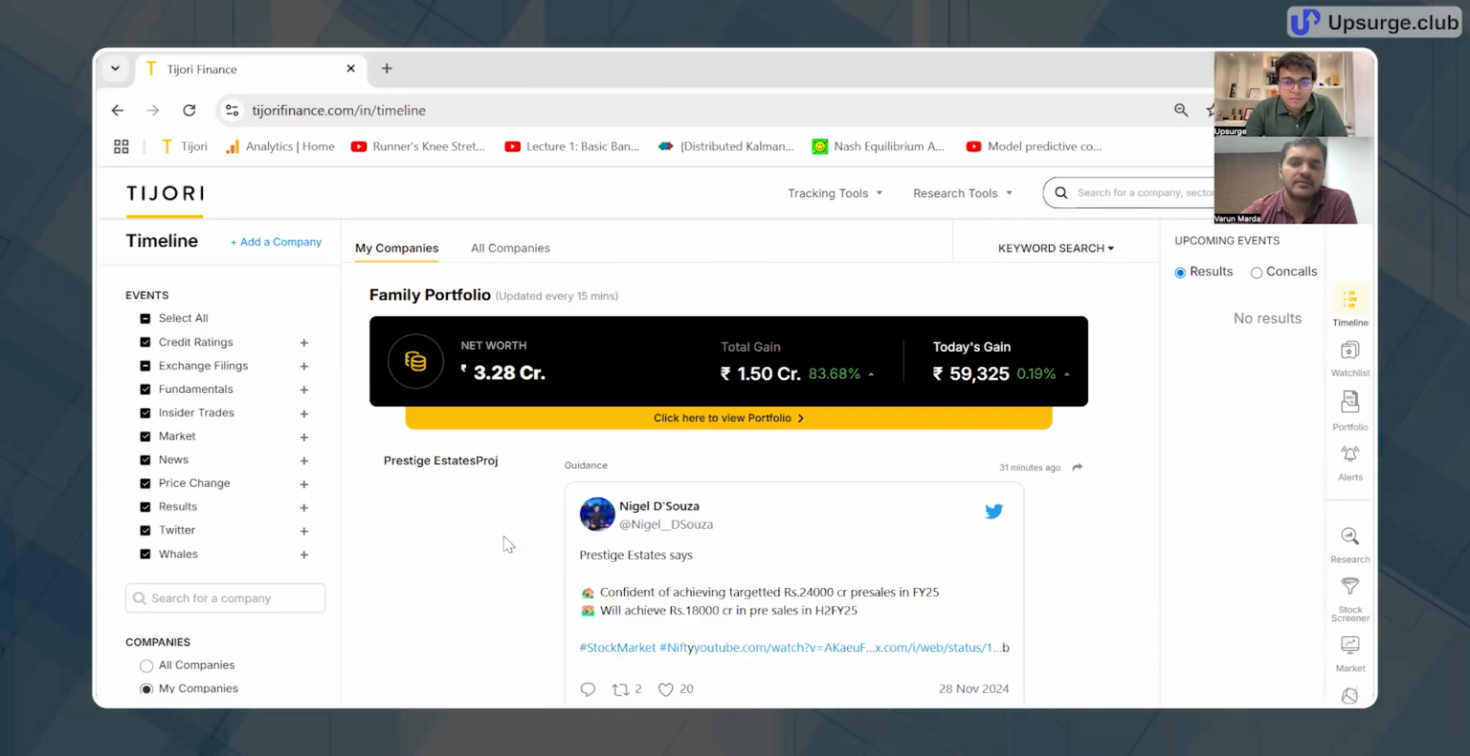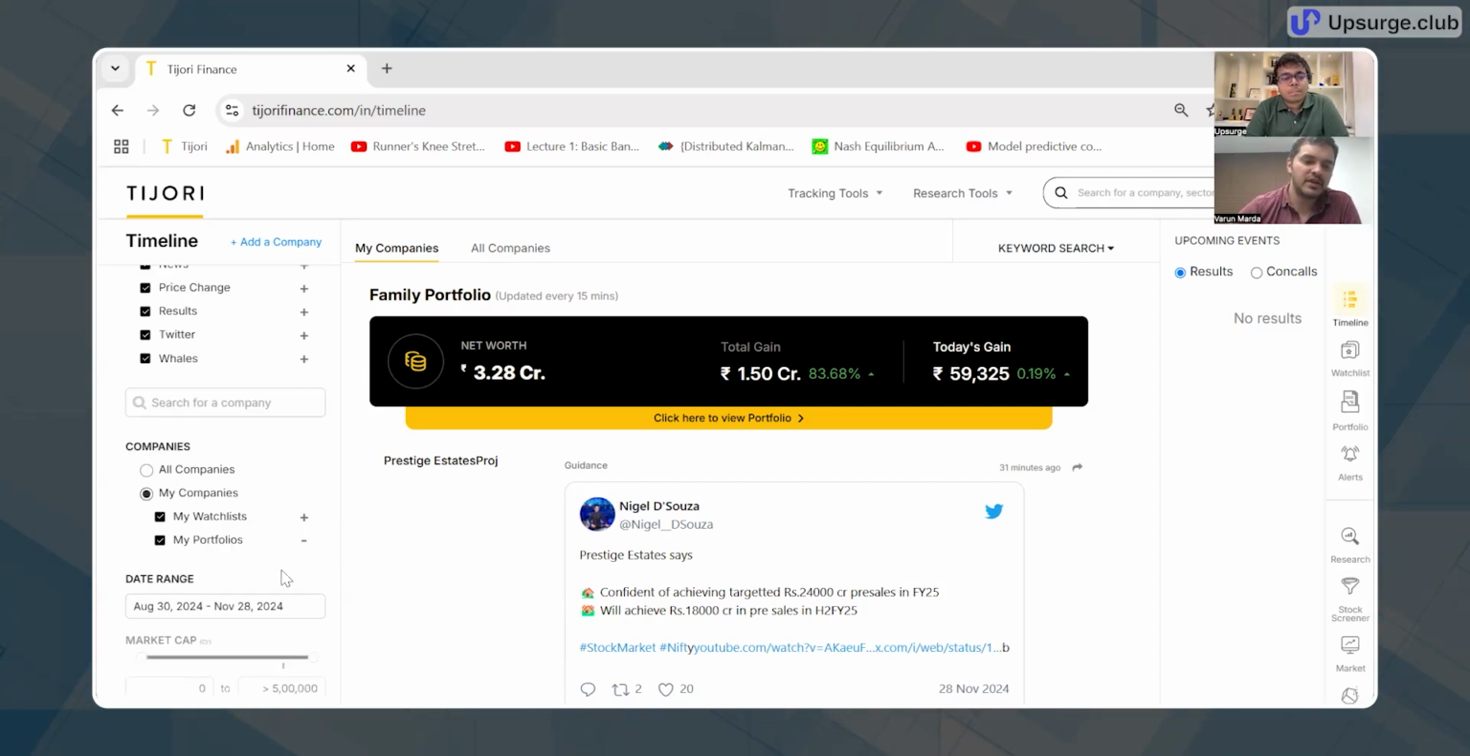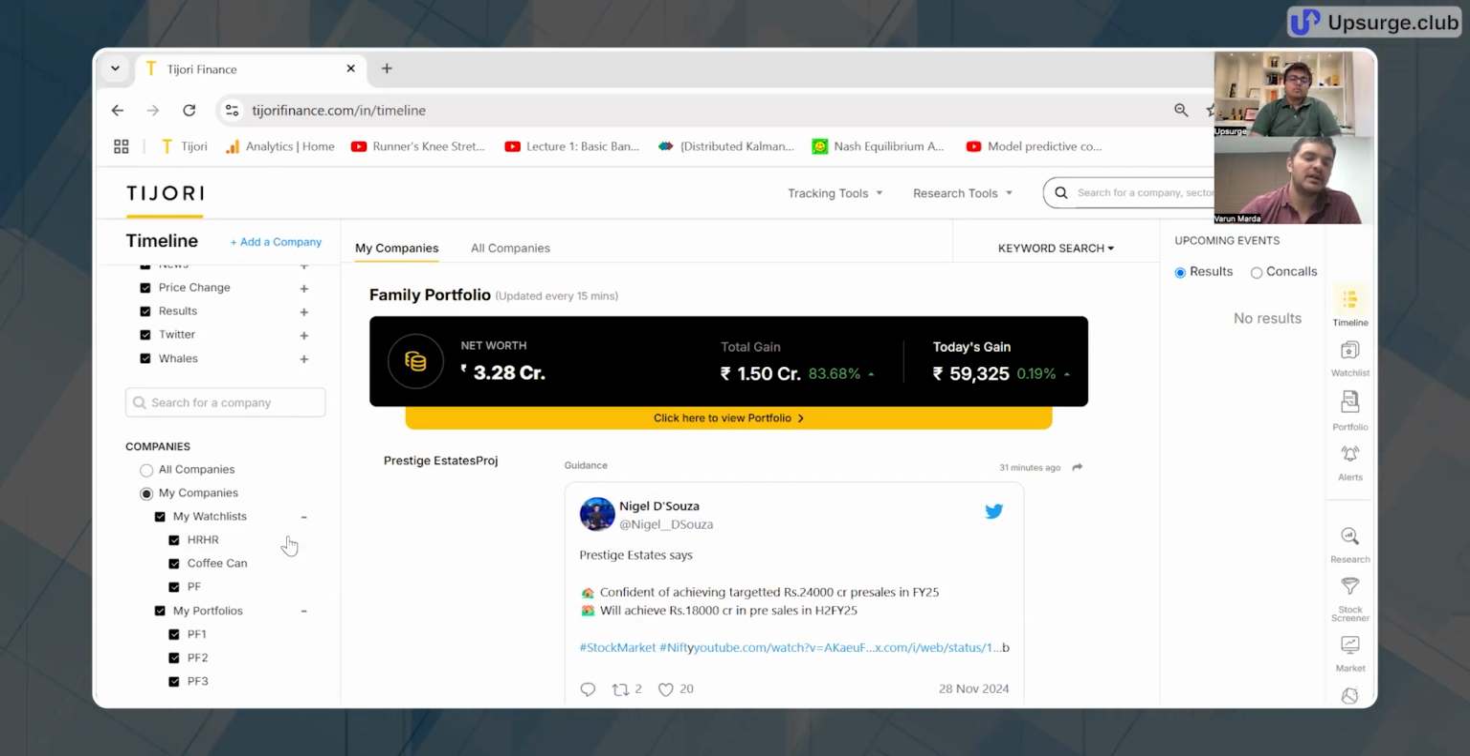And does the timeline feature also collate all my portfolios with different brokers? Yeah, yeah. So you can add up to 5 portfolios. All the portfolios will be here. If you go to my companies here, you can see which portfolios are being collated and which watch lists. In your watch list you can add 10, and in your portfolios you can add 5, I think.